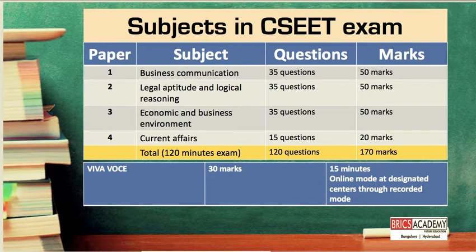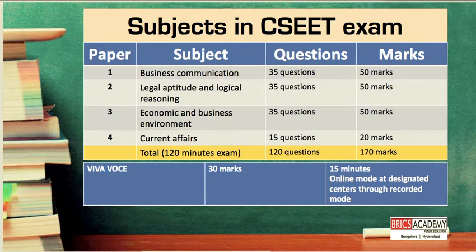So the first 3 papers are 50 marks each, and the last paper is 20 marks. So 150 plus 20, 170 marks, 120 questions and 120 minutes, that is a 2 hour exam. On average, for every question you're actually getting 1 minute. Alright, so apart from this, on the same day you have got viva voce, that is the personality test. It is conducted for 30 marks, and it is for 15 minutes, online mode at designated centers.